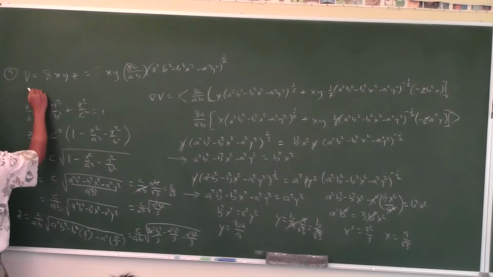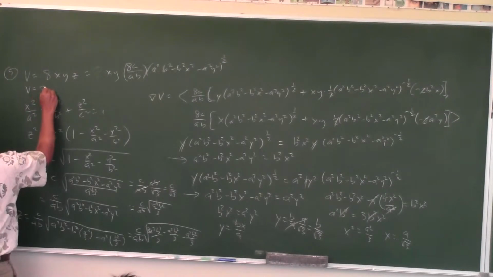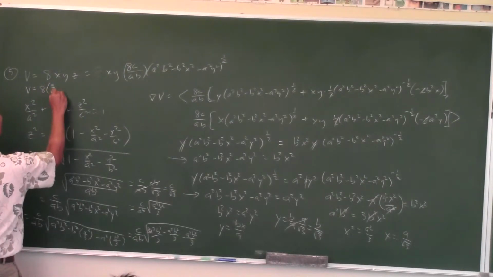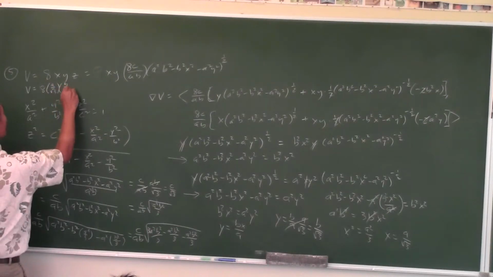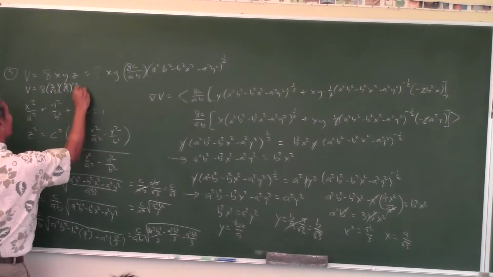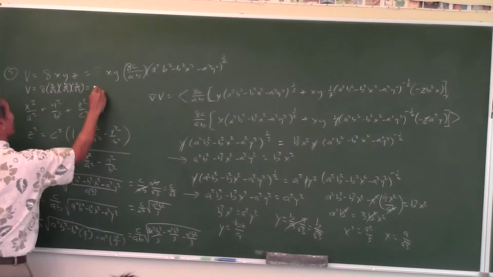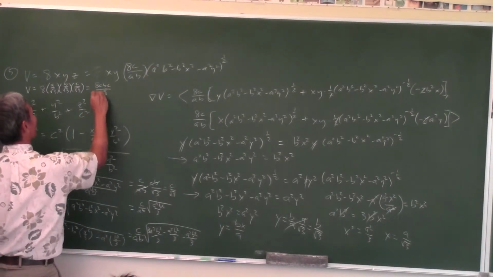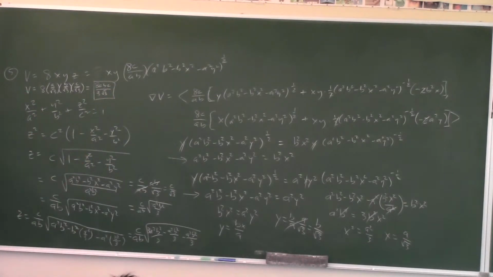So therefore, the biggest volume is going to be 8 times xyz. What is x again? A over root 3, y was b over root 3, and z was c over root 3. So you get 8abc over 3 root 3. Is that the answer? What's the maximum? Yeah, it is correct. Yup, that's the answer.